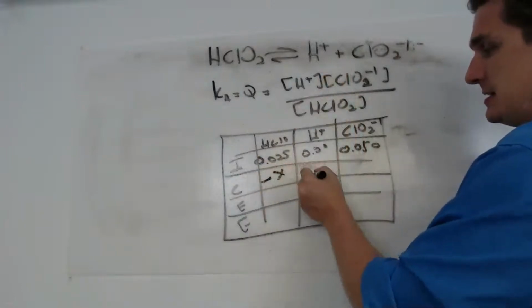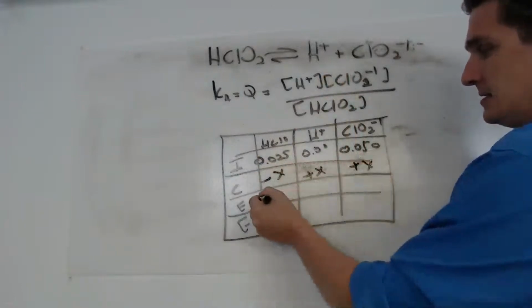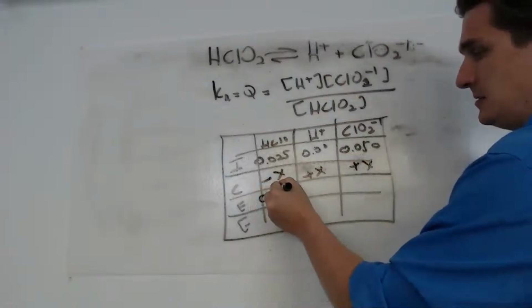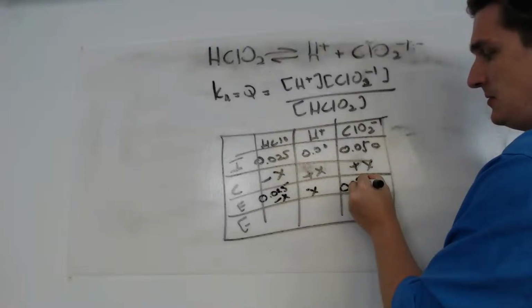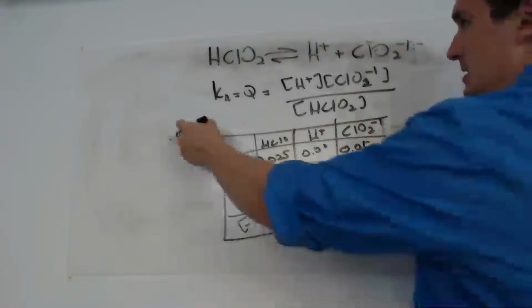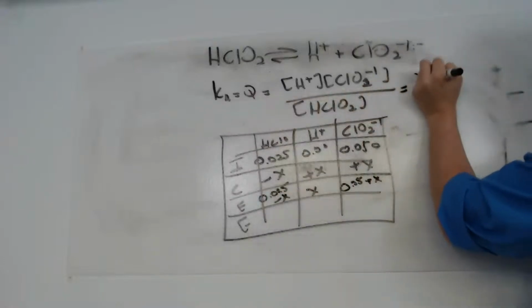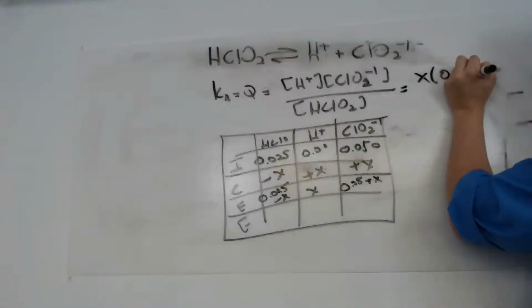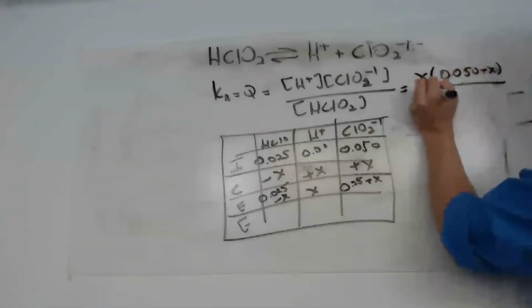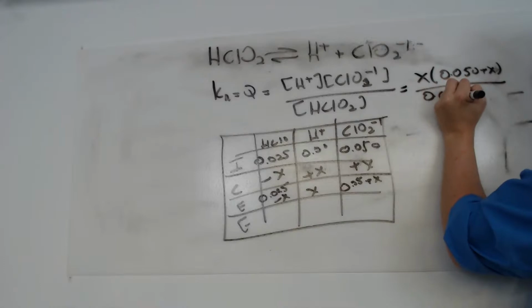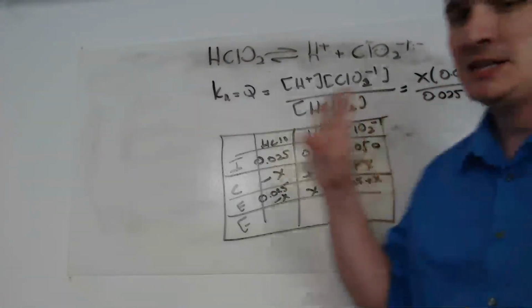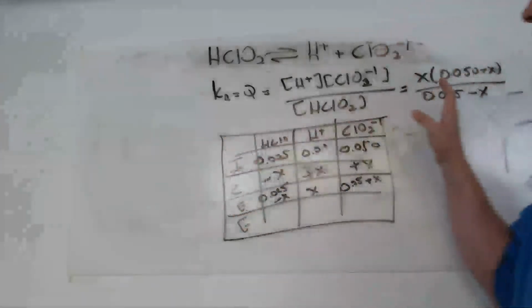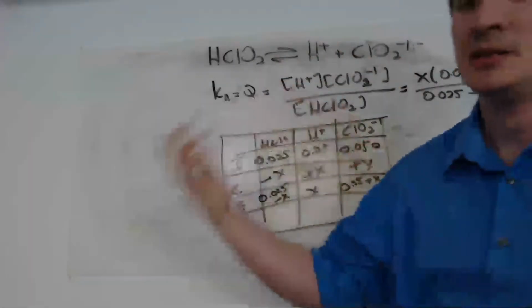The changes are minus x, x, and x. So we get 0.025 minus x, x, and 0.05 plus x. If we plug that in, we get x times 0.050 plus x, all over 0.025 minus x. And because I don't have the space up here to show it for you, you would just use the quadratic formula and get the positive root.